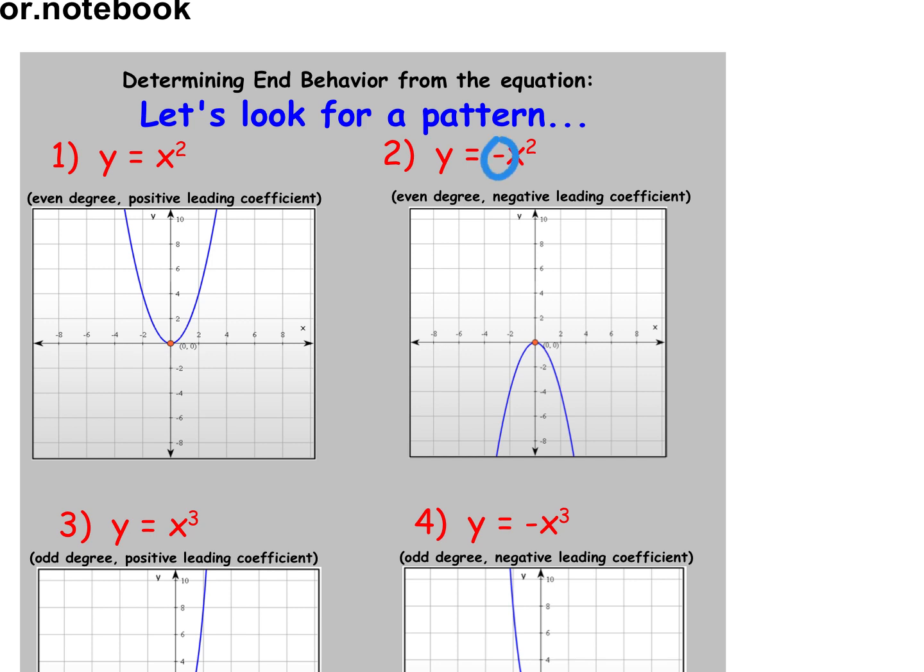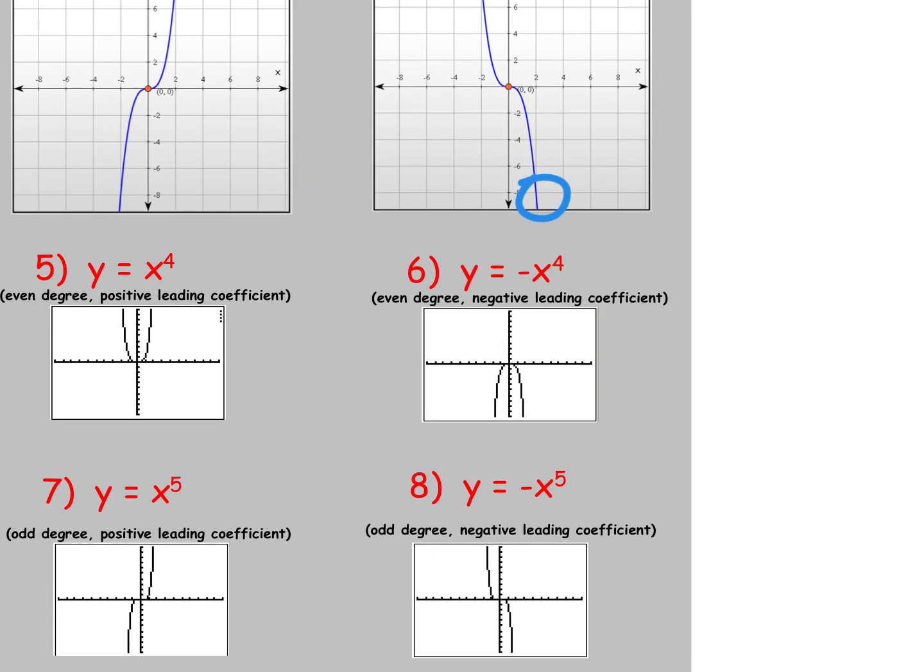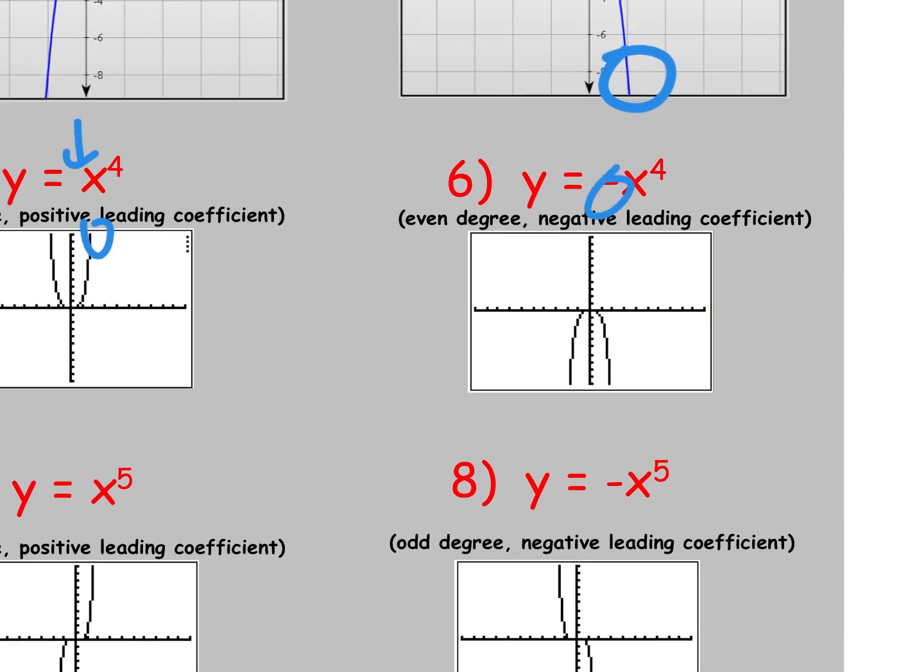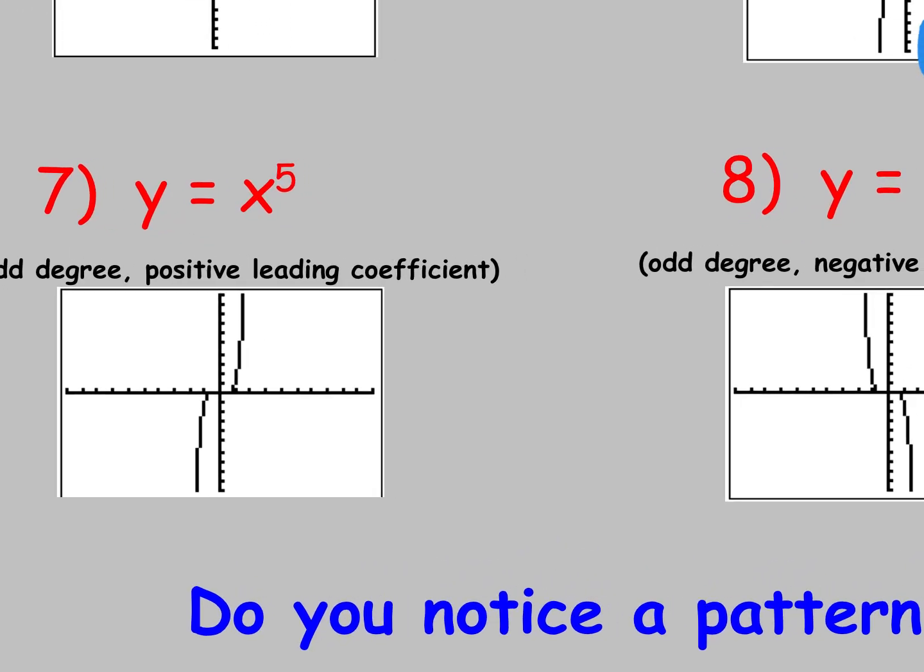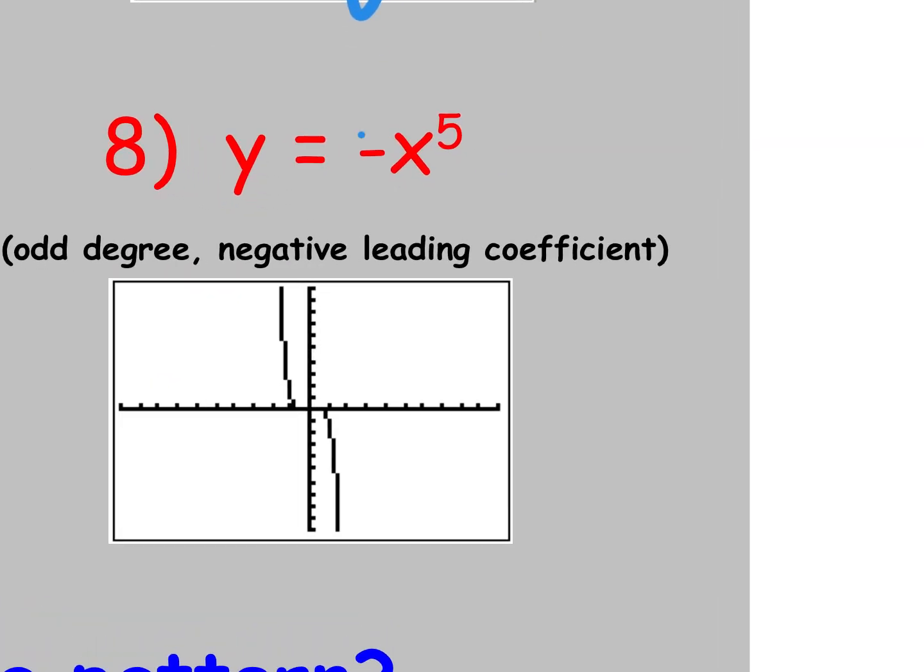What makes this negative tells you that the right end is down. Negative tells you right end is down. There's not a negative, so the right end is up. There's a negative, so the right end is down. This one, there's no negative here, so the right end is up. But it's odd, so the other end must be going the opposite way. And here, right end is down. It's odd, so they must be going the opposite ways.